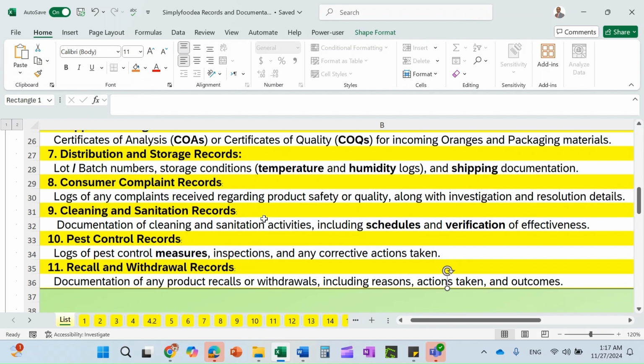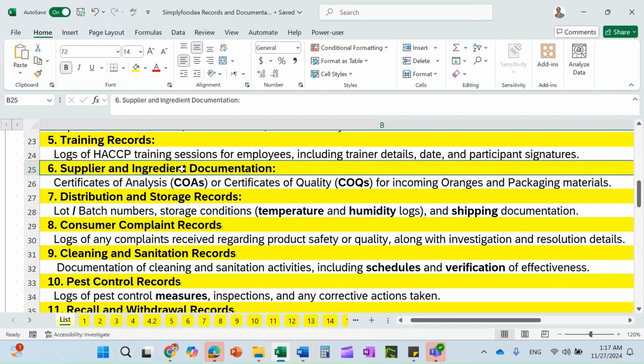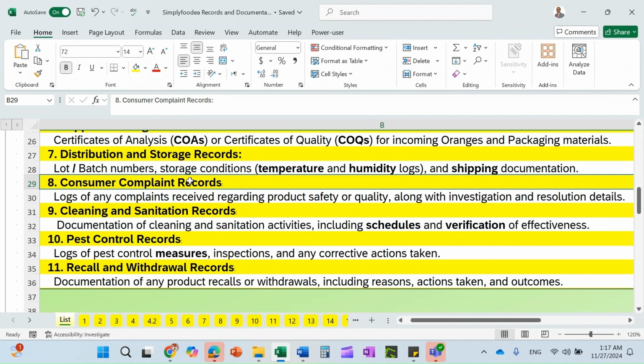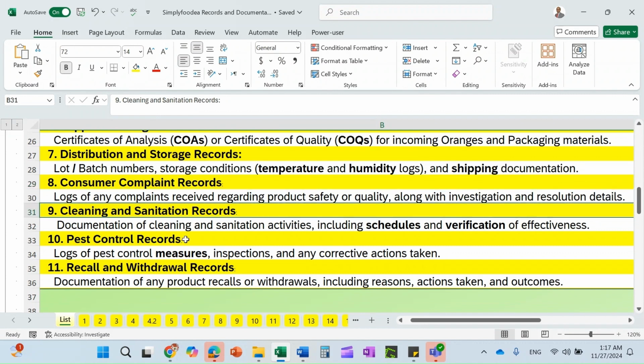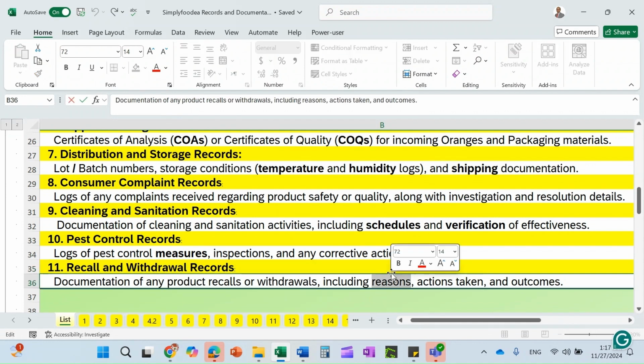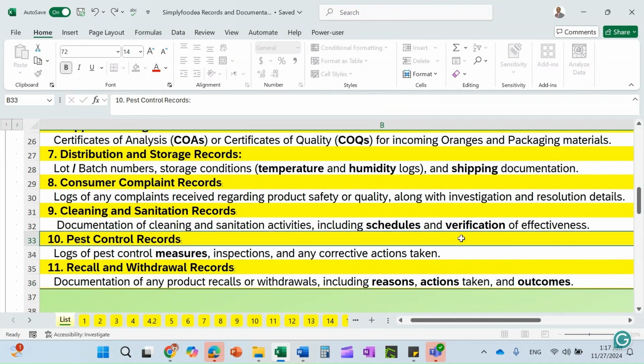So today I have explained, starting from the supplier and ingredient documentation, the distribution and storage records, the consumer complaint record, the cleaning and sanitation records, the pest control records, and finally the recall and withdrawal records to document any product recalled or withdrawn from the consumer or from the customers, including, of course, the reasons and the actions taken and the outcomes of the investigations for this recall or withdrawal.